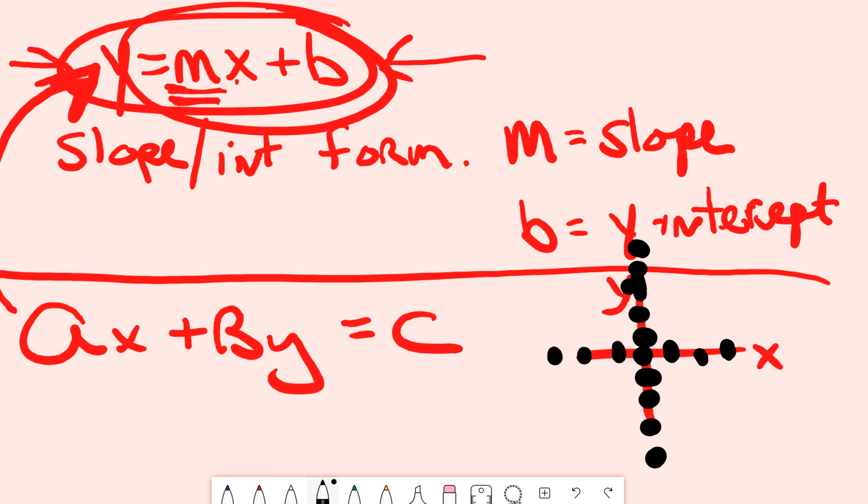So if x is 0, that wipes this away, and I've got y equals b, and y would equal a number. So that point for the y-intercept is going to be up and down, or along the y-axis somewhere, depending on what this number is here. Okay, let's go on.